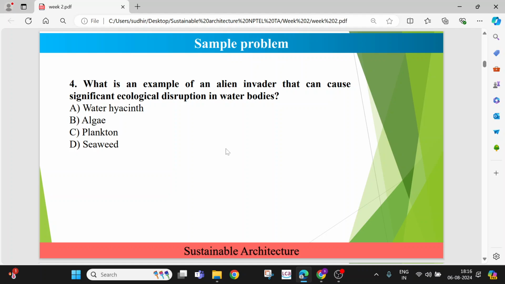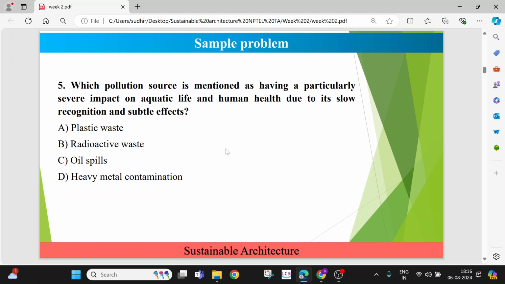Okay, so this is question number 5. Which pollution source is mentioned as having a particularly severe impact on aquatic life and human health due to its slow recognition and subtle effects? Option A is plastic waste, B is radioactive waste, C is oil spills, and the fourth is heavy metal contamination. So all of you try to give answers to this question number 5.